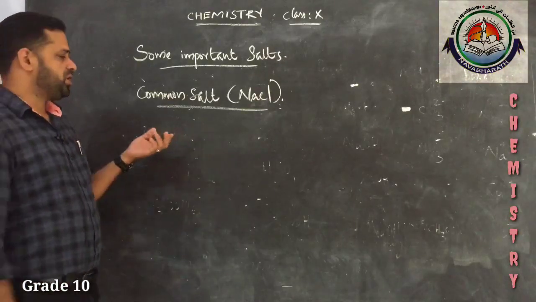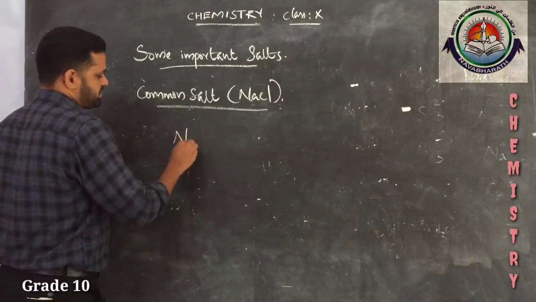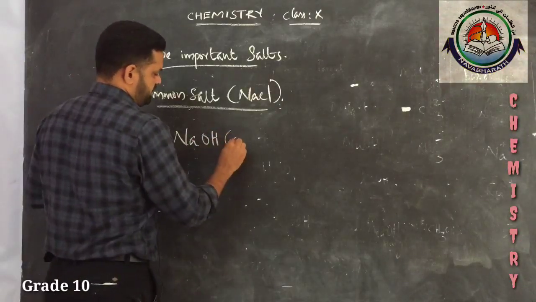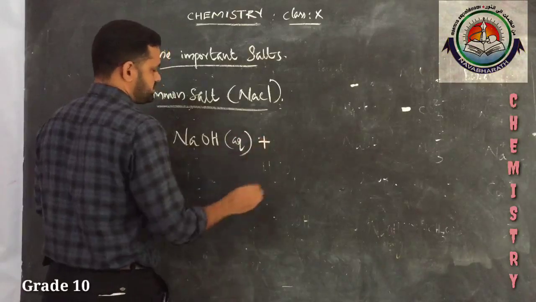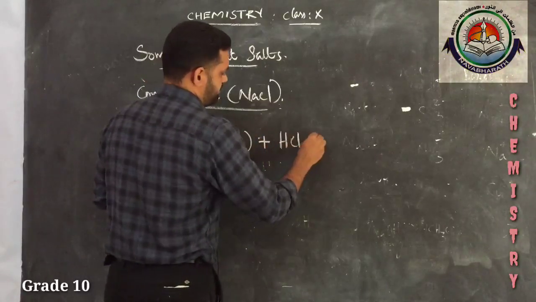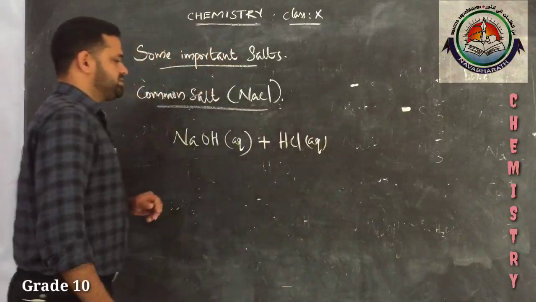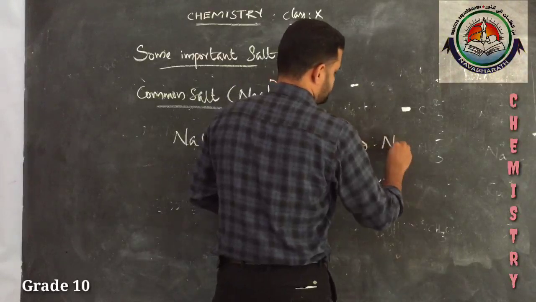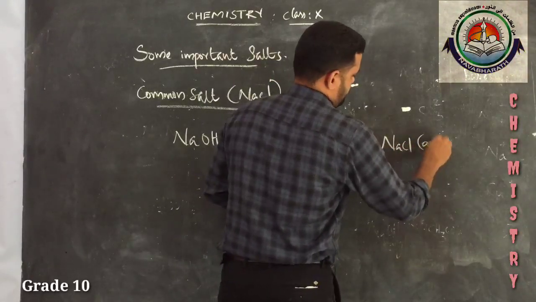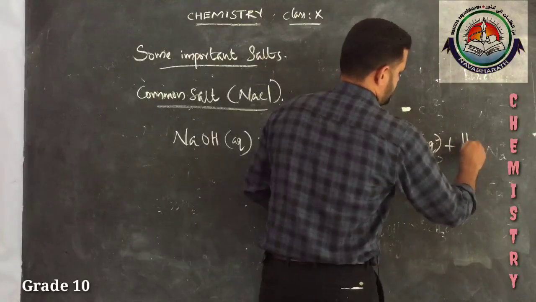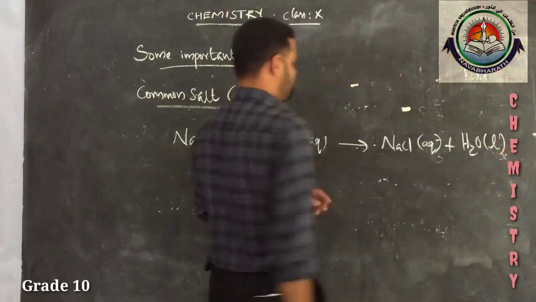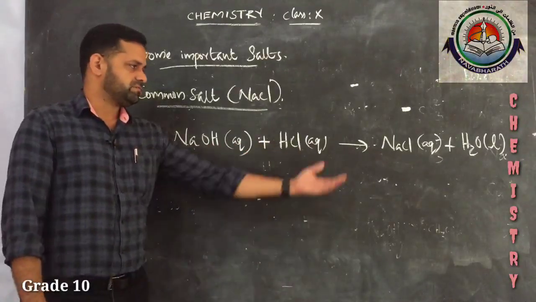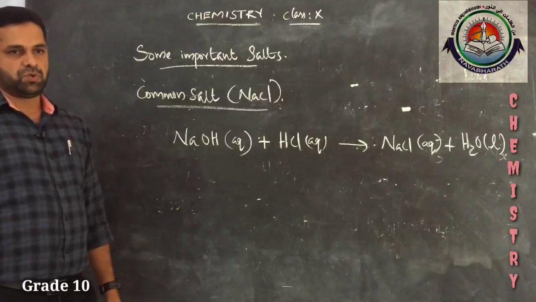In laboratory, sodium chloride is prepared by the reaction between an aqueous solution of sodium hydroxide plus HCl, hydrochloric acid. From sodium hydroxide and hydrochloric acid, we get NaCl plus H2O. So, this is the laboratory preparation of sodium chloride. Sodium hydroxide reacts with hydrochloric acid, we get sodium chloride plus H2O.